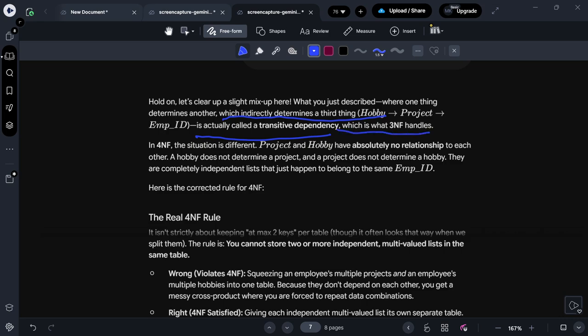In fourth normal form, the situation is different. Project and hobbies have absolutely no relation to each other. A hobby does not determine a project and a project does not determine a hobby. So a project doesn't tell anything about the hobby and the hobby doesn't tell anything about the project, right? They are completely independent lists that happen to be tied to the same employee ID.